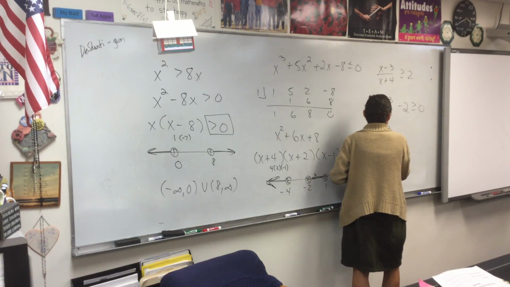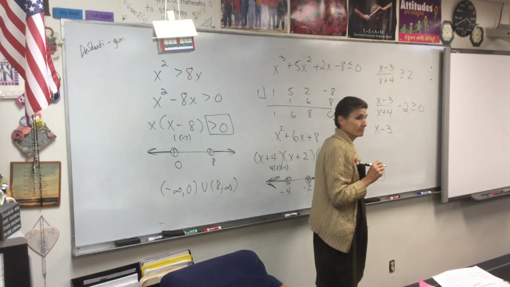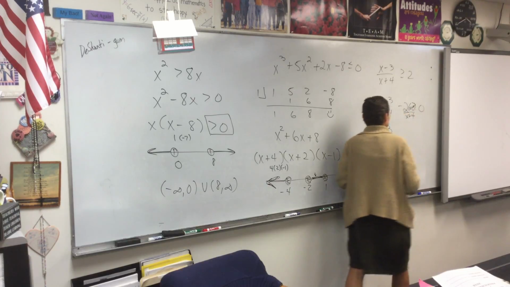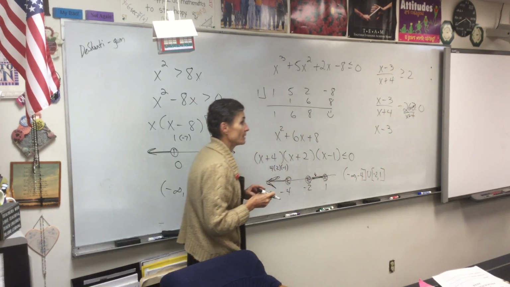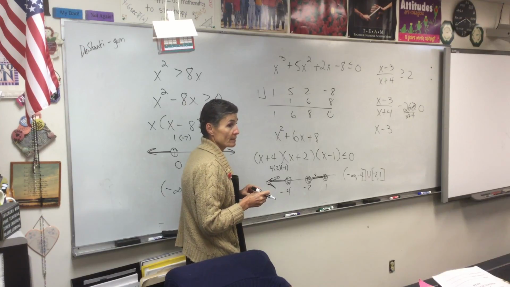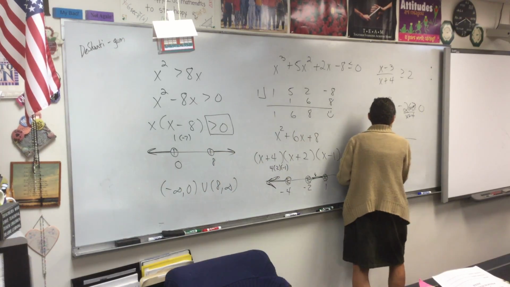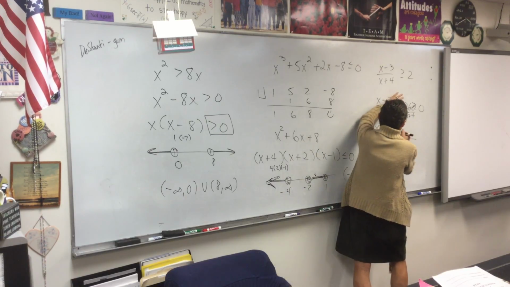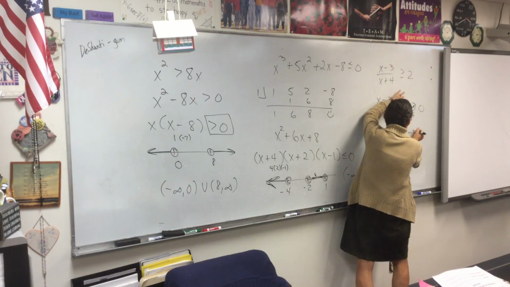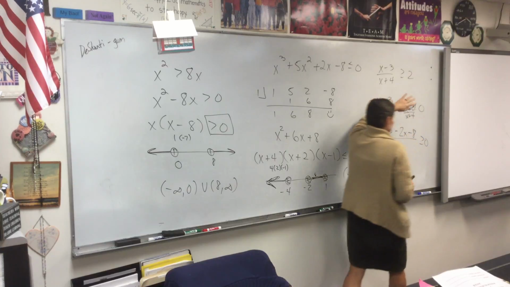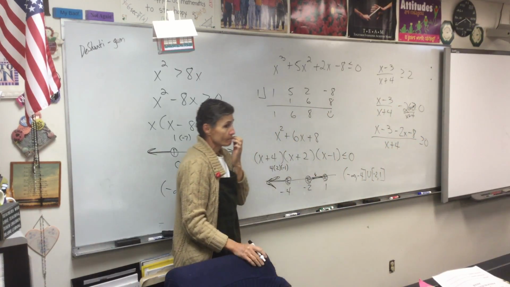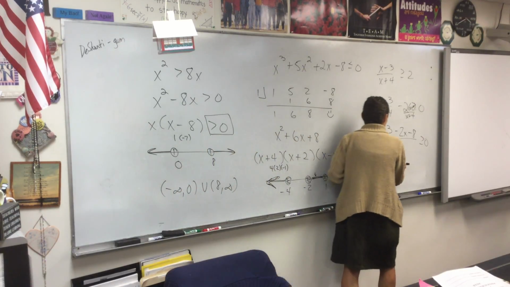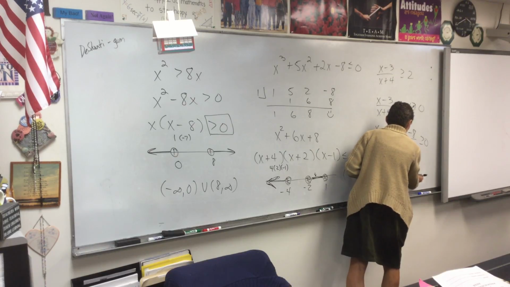So x minus 3, oh wait, let's see, I need a common denominator, don't I? So I'll multiply this by x plus 4 over x plus 4. Now I have my common denominator. Everybody, okay? So my denominator is going to be x plus 4. On top, I have my x minus 3. Watch this now. Minus 2x minus 8. Please don't make a mistake there. And negative x minus 11 over x plus 4.